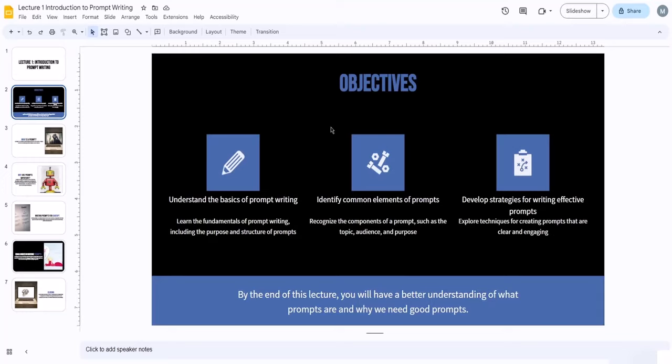So, back to the topic of the lesson, introduction to prompt writing. The objectives of the course are to make you understand the basics of prompt writing, then identify common elements of prompts, and then develop strategies for writing effective prompts. These are the objectives for the part of this course where we talk about prompt engineering, because after that we will have another part of the course where we will talk about actual use cases. Be tuned, because it will be a great course, a great experience for you. So these are mainly the objectives for this part of the course.